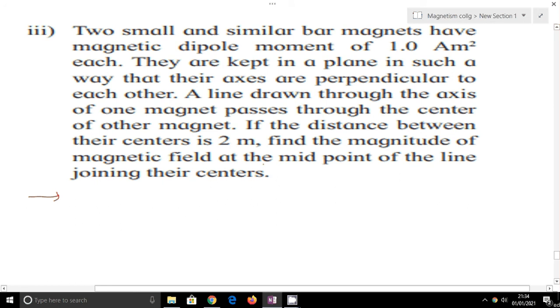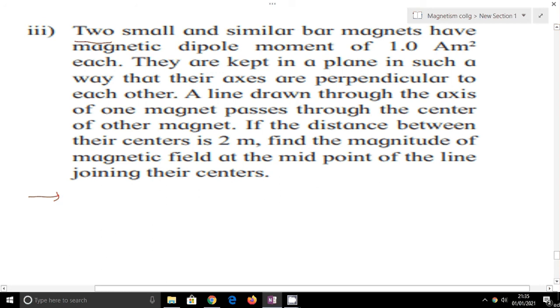Let's see, we have to first understand the condition given in the example and then find out the magnetic field at the midpoint of the line joining their centers. So see what is given here first. Two small and similar bar magnets have magnetic dipole moment of 1.0 ampere meter square each. See, 2 magnets are given there, and the magnetic dipole moment of both the magnets is 1.0 ampere meter square each.